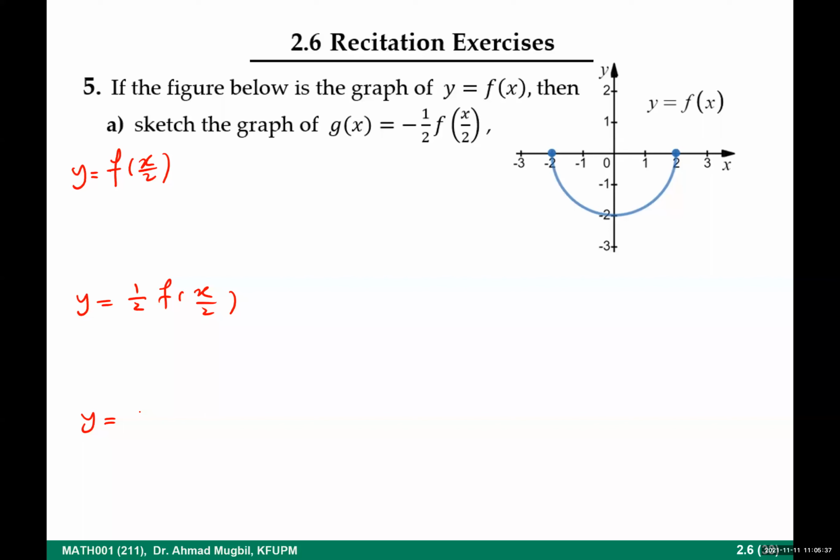Let's do it here. This will be y equals the half of the function at x over 2. And here we will draw the graph of y equals g of x, which is negative a half of f of x over 2.